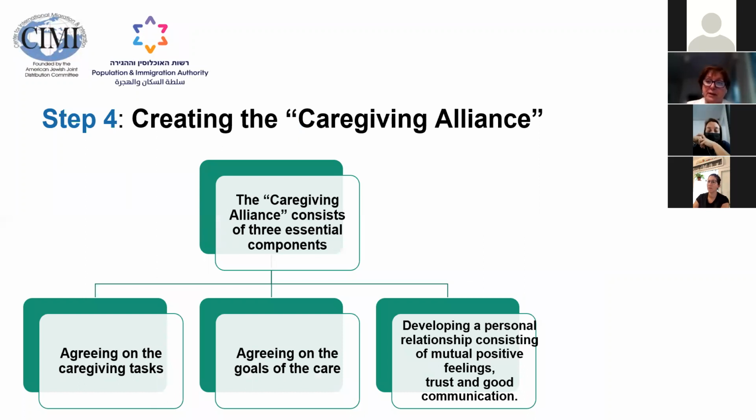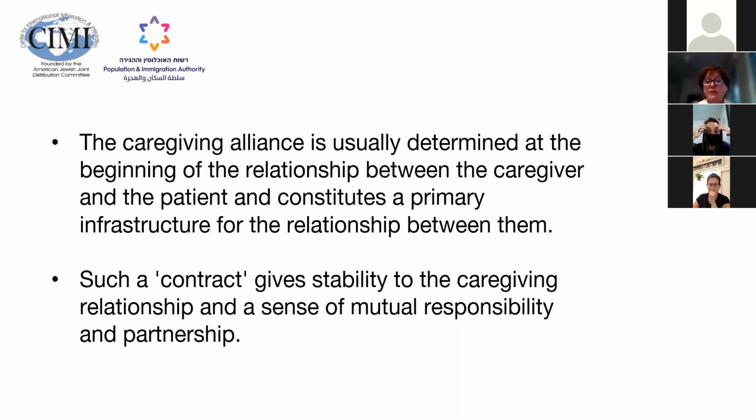Creating the Caregiving Alliance is the next step. The Caregiving Alliance consists of 3 essential components: agreeing on the caregiving tasks, what it is you need to do, agreeing on the goals of the care, right? What is best for your client, and developing the personal relationship consisting of mutual positive feelings, trust, and good communication. I think this is the key to all of our work. The Caregiving Alliance is usually determined at the beginning of a relationship between the caregiver and the patient and constitutes a primary infrastructure for the relationship between them.